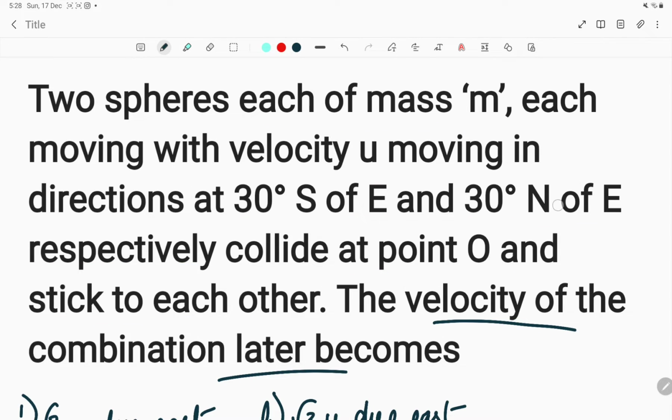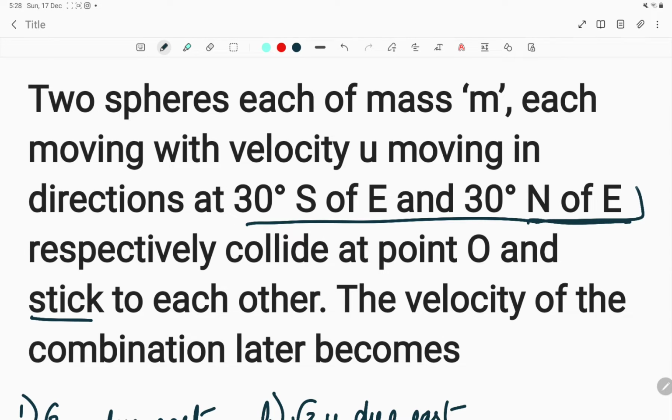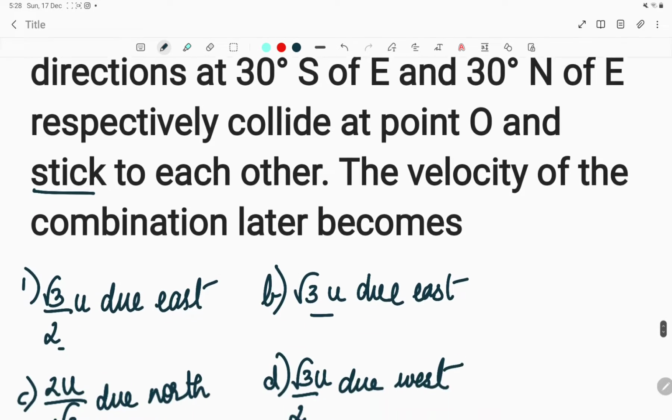To understand and solve this question, we need to know about the directions. One thing that we know is they are sticking together, which means it is a perfectly inelastic collision. And it is a two-dimensional collision. This is the way of representing the direction, and you need to understand what it is.